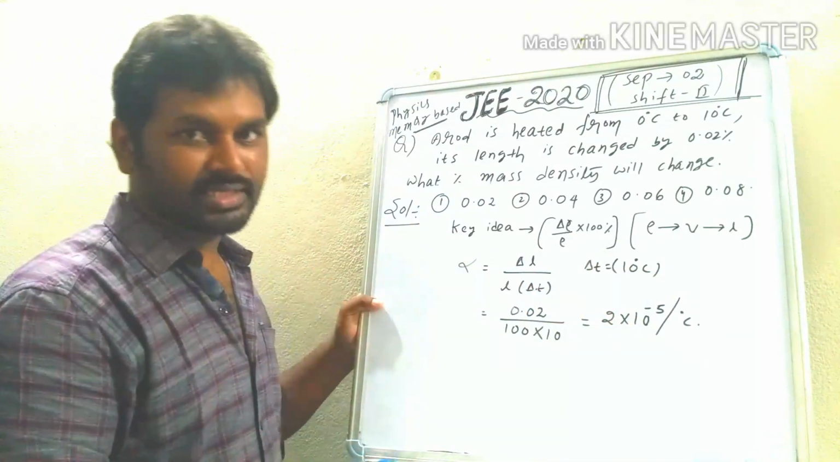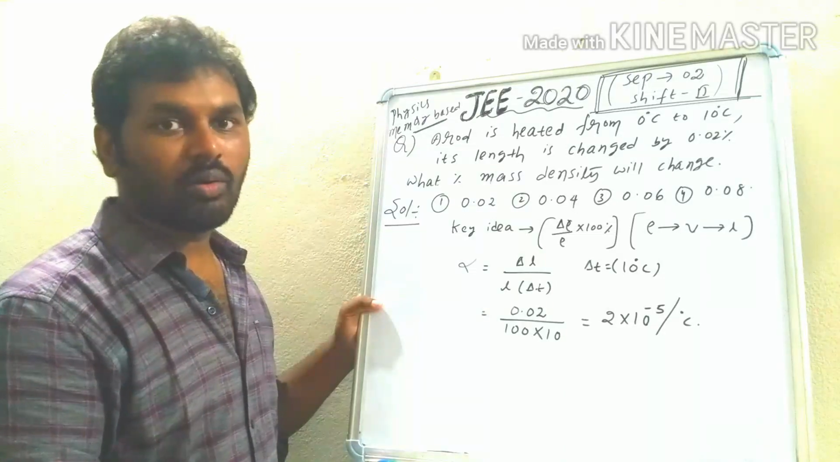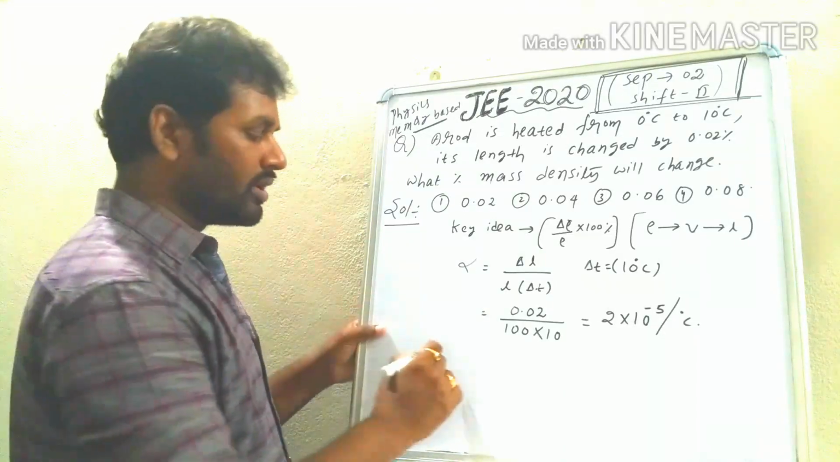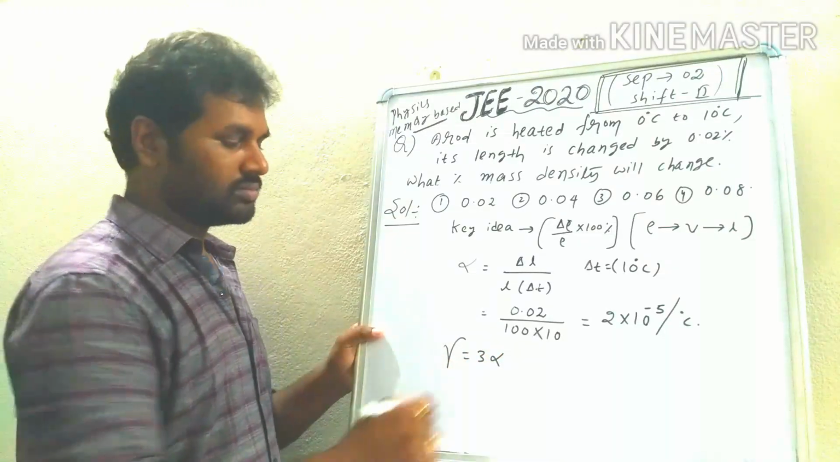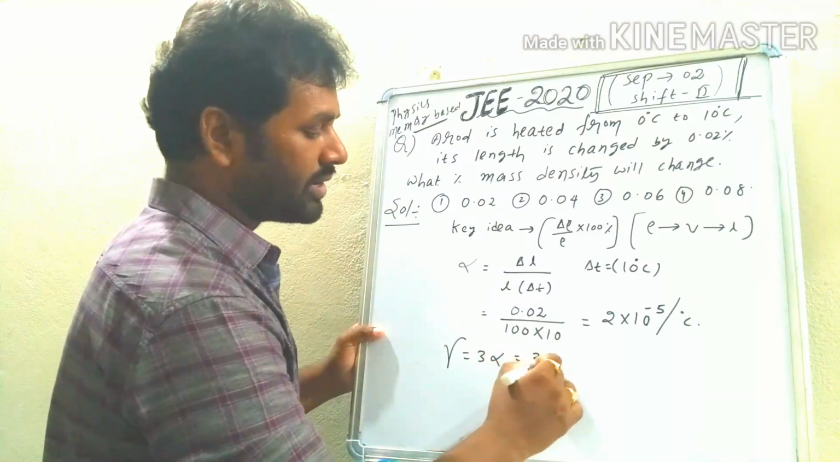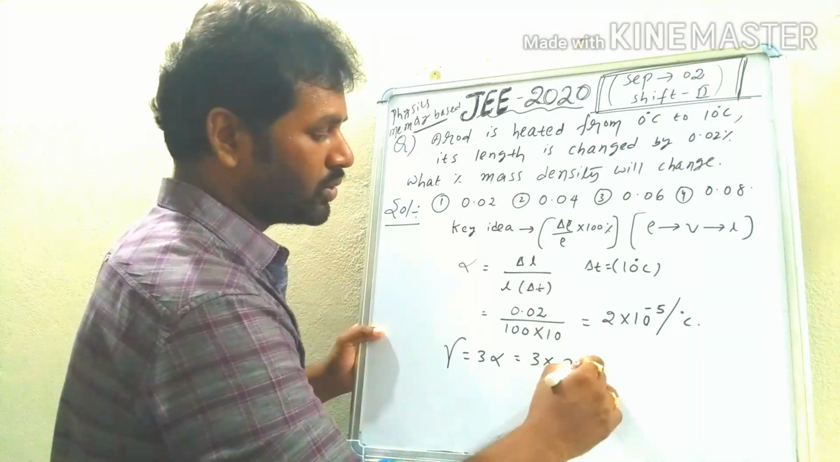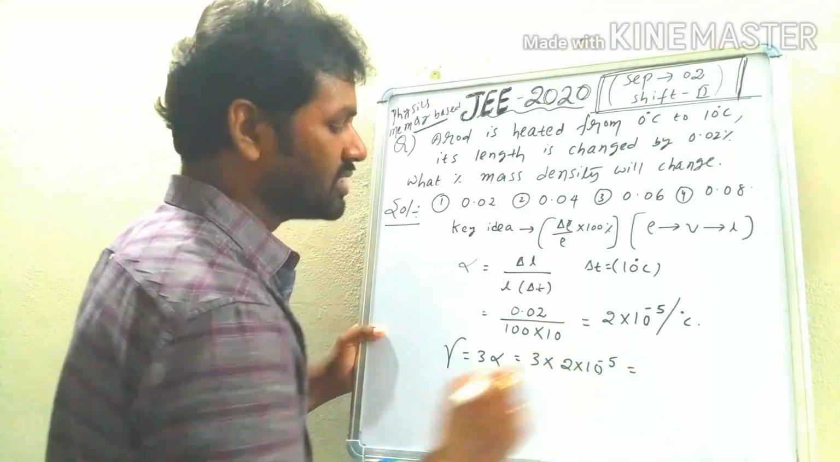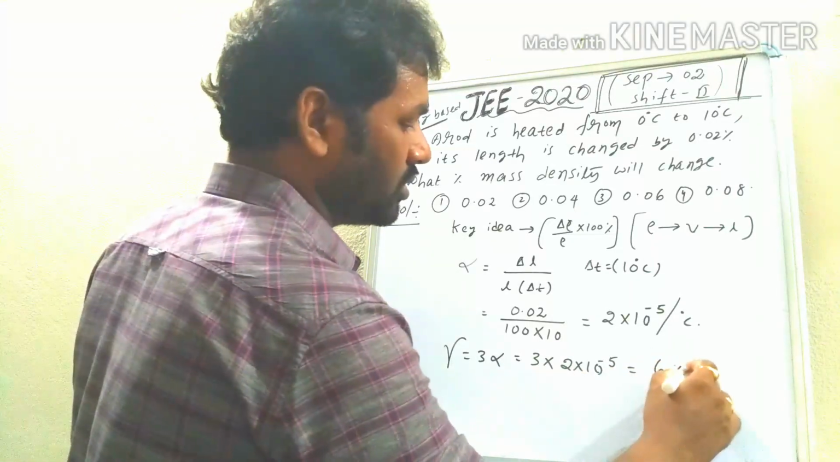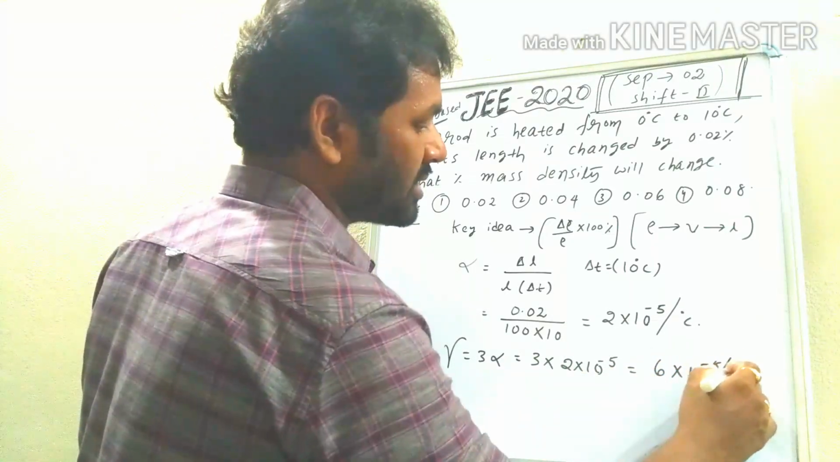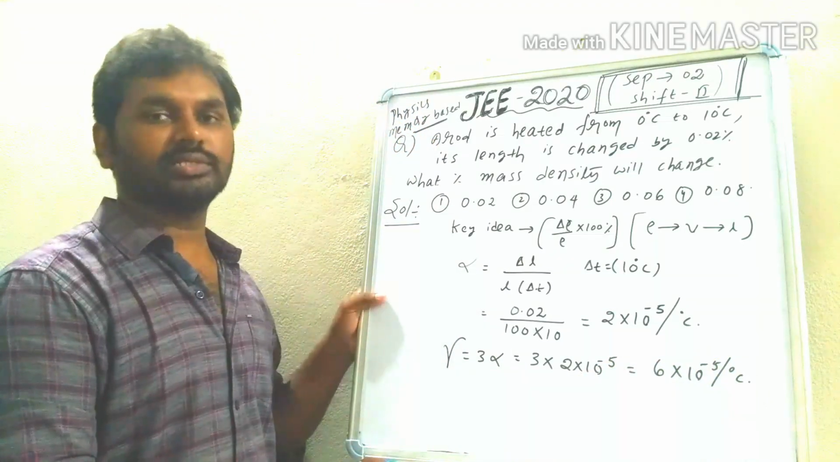With this, you will get the coefficient of volume expansion of the rod with the relation gamma is equal to 3 alpha. That is equal to 3 times alpha, which is 2 into 10 power minus 5, which is equal to 3 times 2, that is 6. So 6 into 10 to the power of minus 5 per degree Celsius.